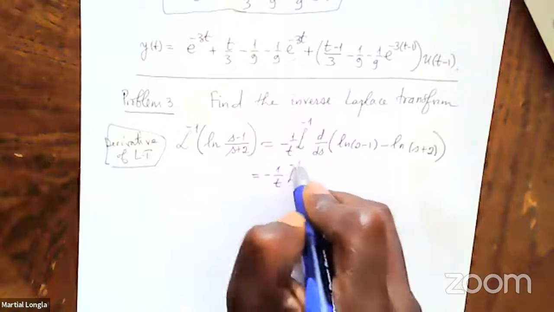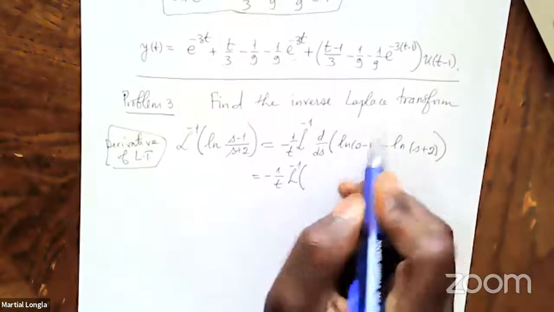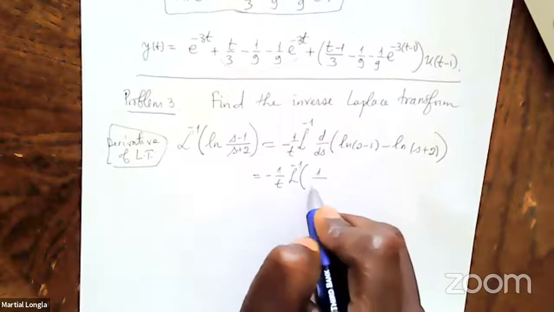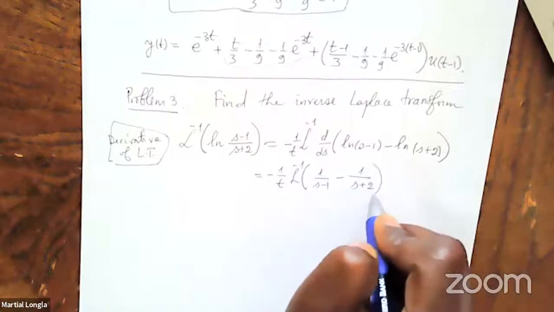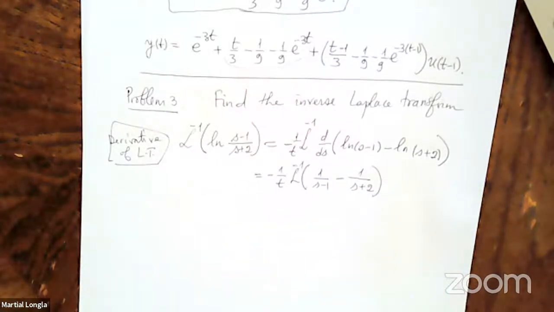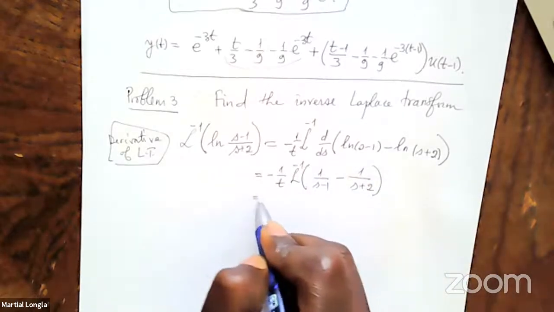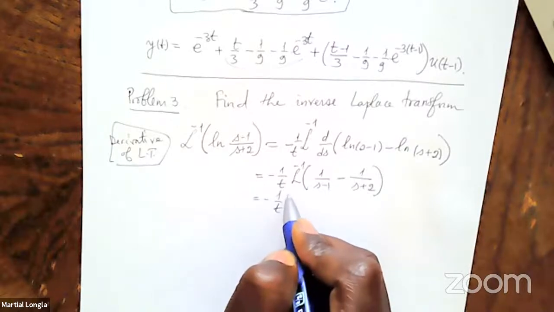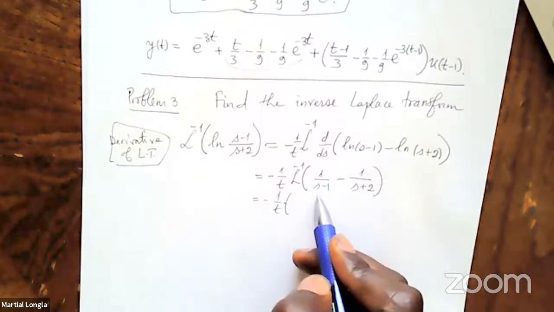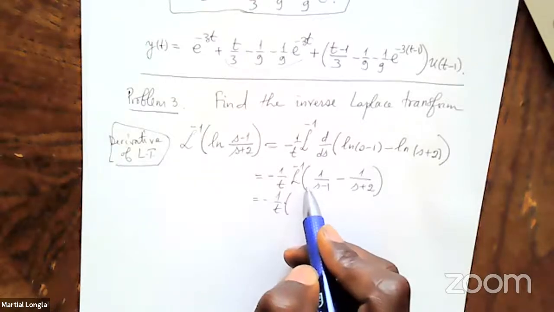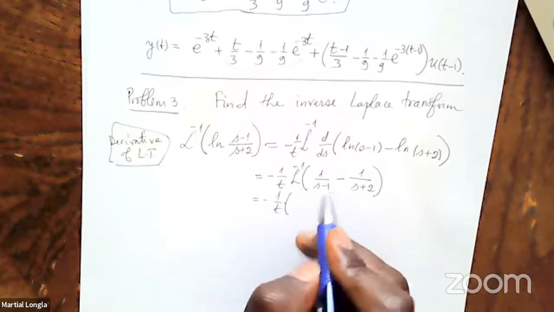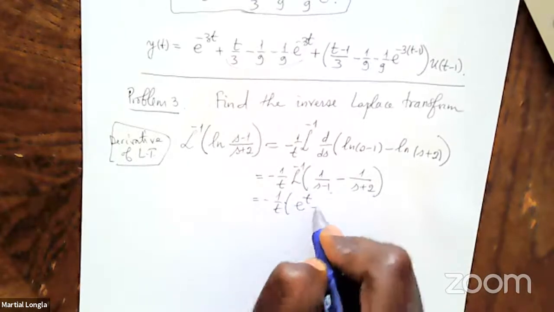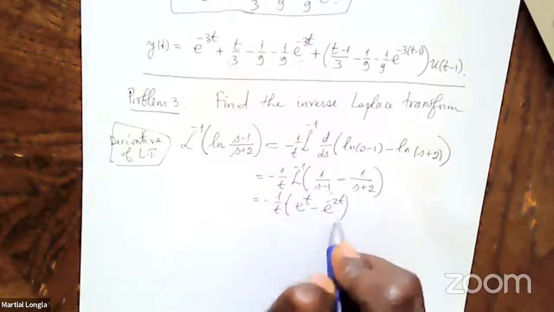And now you take that derivative of natural log of s minus 1, that's 1 over s minus 1. And this is 1 over s plus 2. Now you tell me, what's this going to be equal to? What's the inverse? Isn't it e to the t minus e to the negative 2t? That's it.